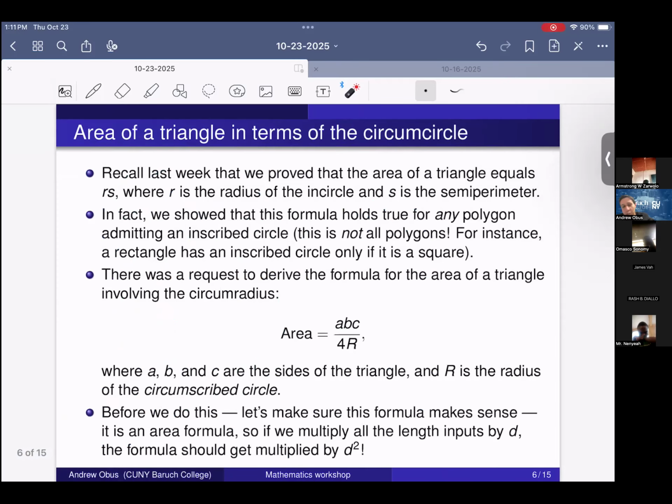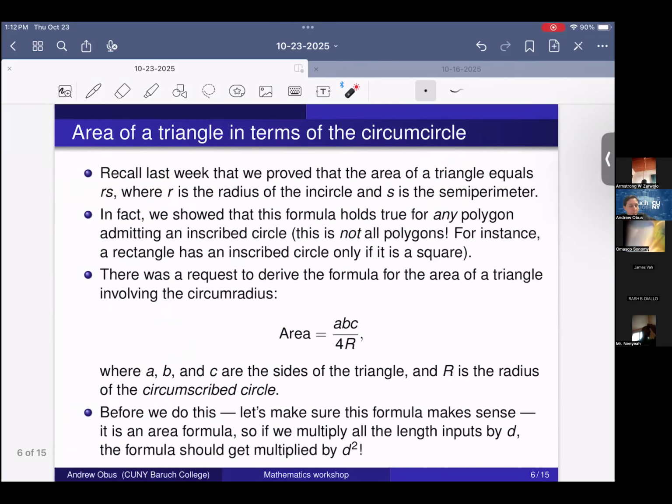All right, so I got a question last week about the area of a triangle in terms of the circumcircle. So I wanted to take a little bit of time to do that. I forgot who asked me, but somebody asked me a question about this last week. So one of the things we should recall from last week is that we proved that the area of a triangle, one of the formulas you could have was RS, where R is the radius of the inscribed circle and S was the semiperimeter.